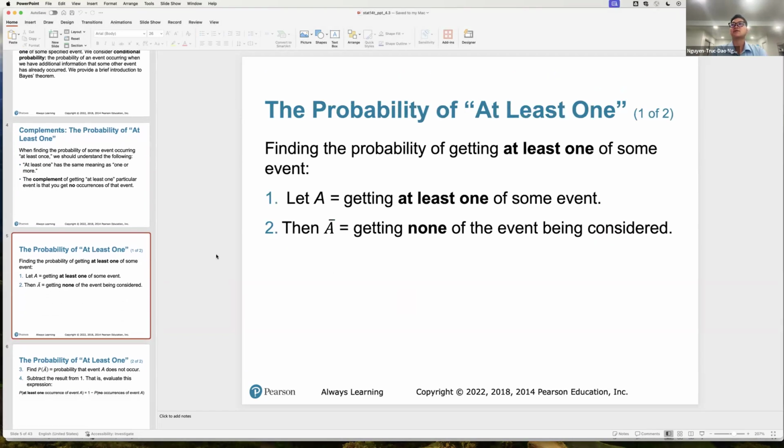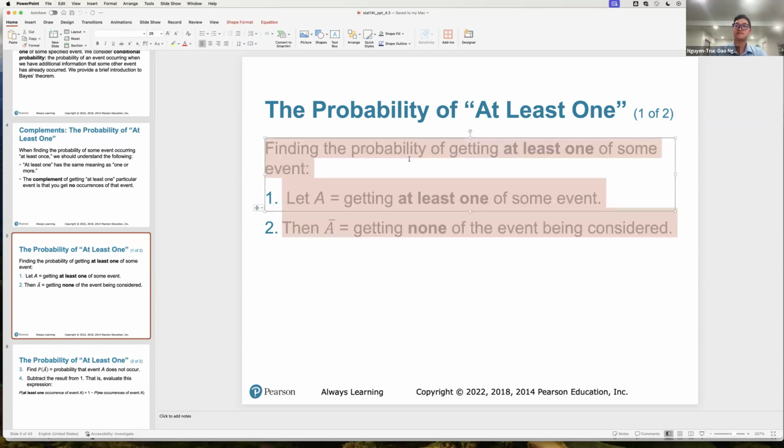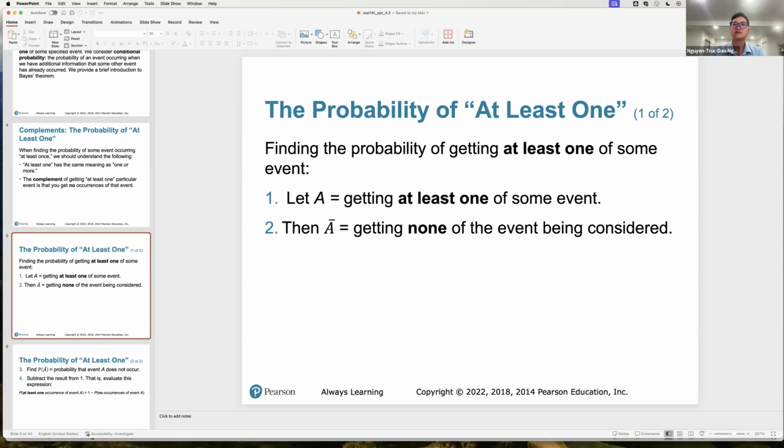Now let's see the probability of at least one. Finding the probability of getting at least one of some event. Let A be the event of getting at least one of some event. Then A bar is getting none of the event being considered, right? Maybe we can do an example here. Let me give you an example.